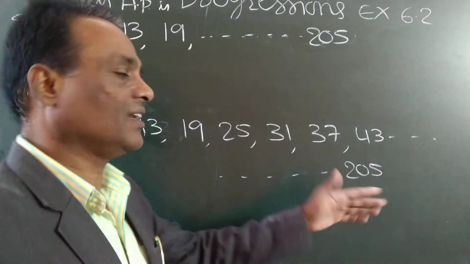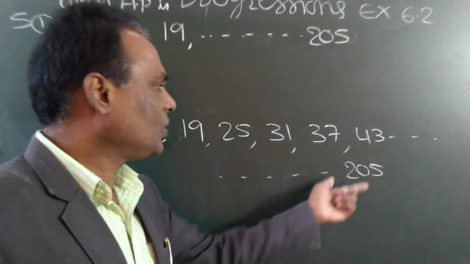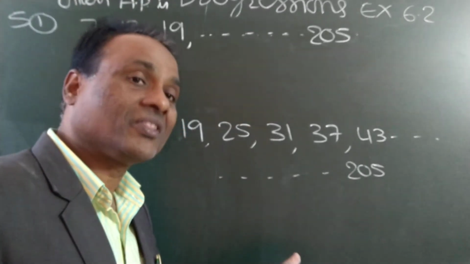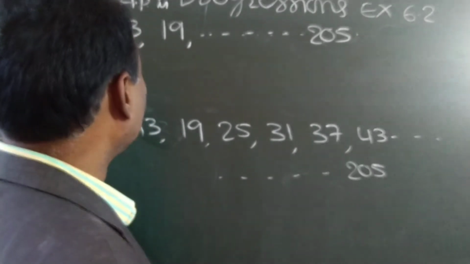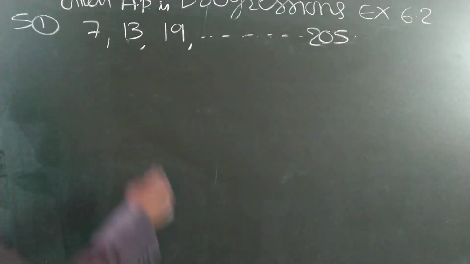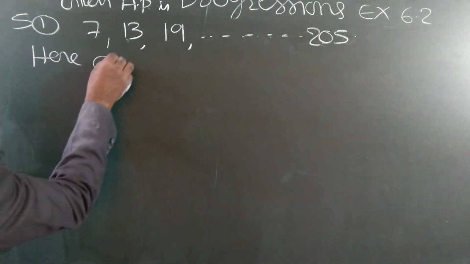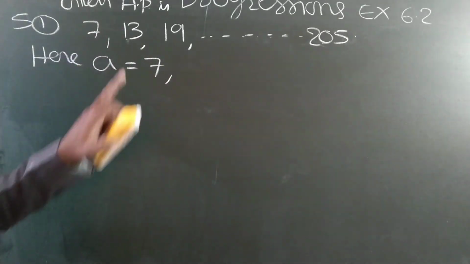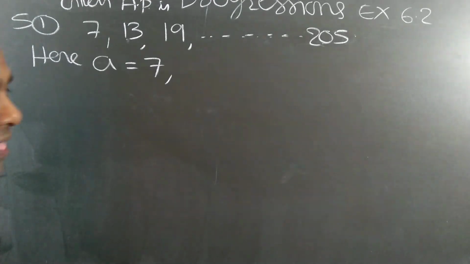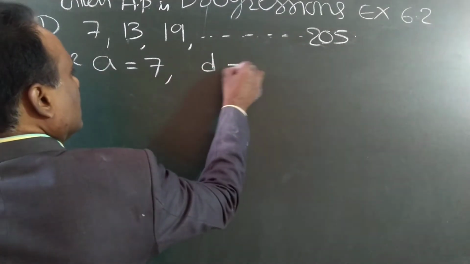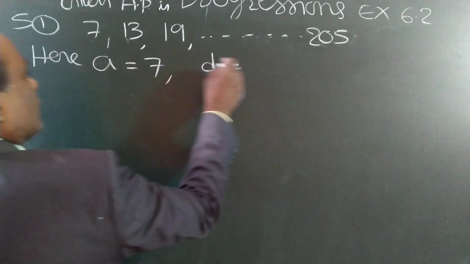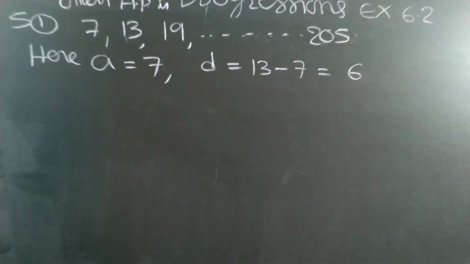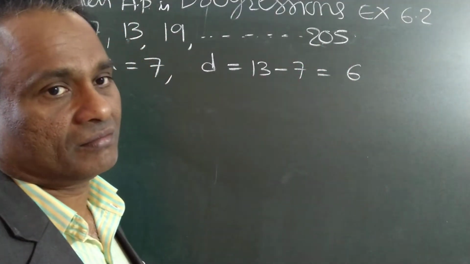How to find that? Same as the previous problem. 205 is which term? That we have to find. Let us take it as the nth term. Then find the n value. Same model as the previous problem. See here, important model. So here, A is equal to 7. The first term is taken as A. D is second minus first. What is the difference? 6. 205 is which term? That is the question.